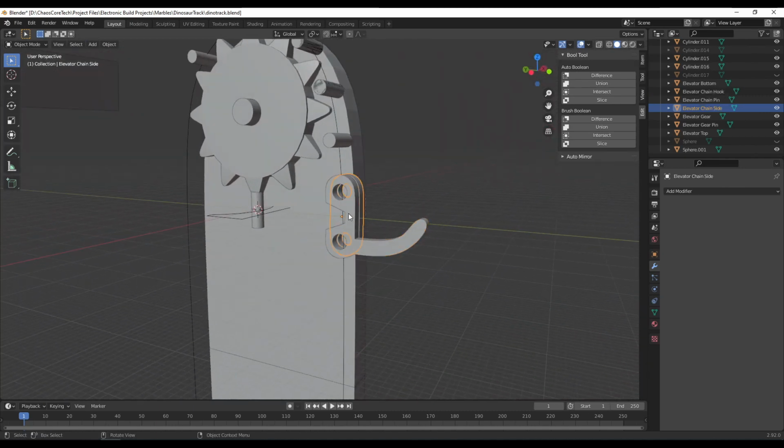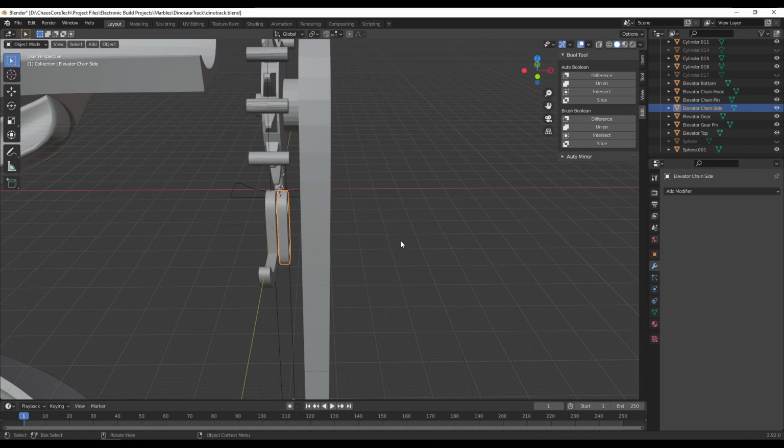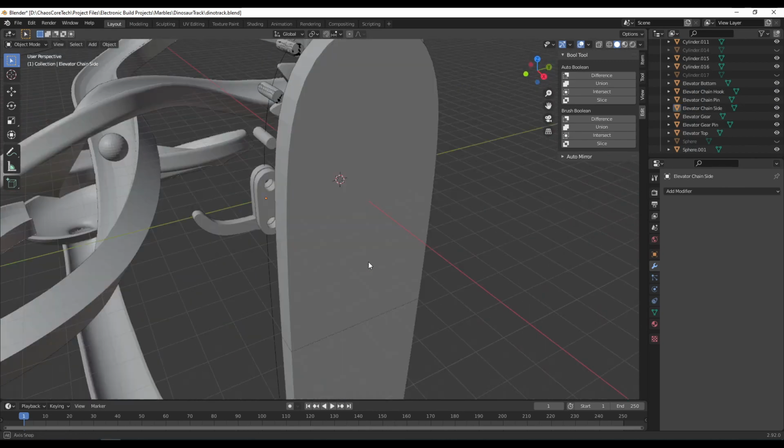There's a chain with spokes sticking off of it. The chain is powered by two gears and it has a wall on either side.